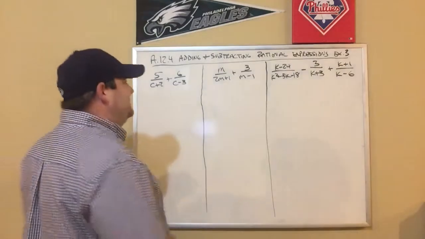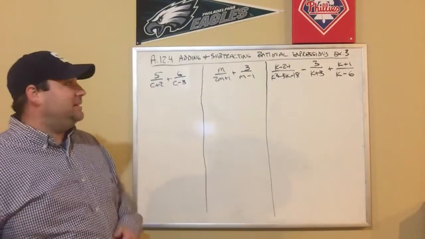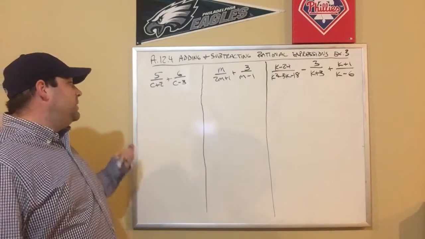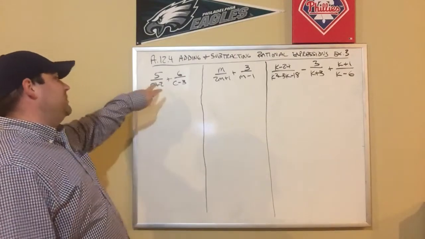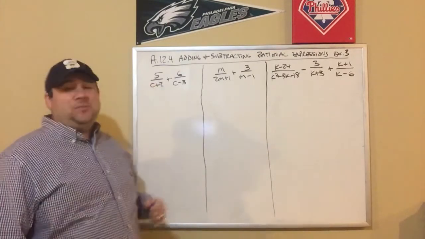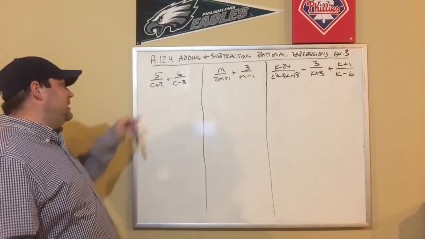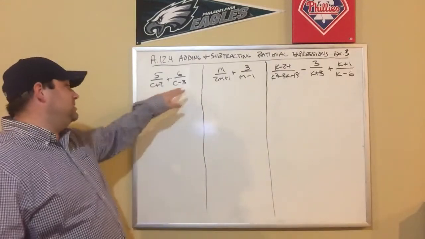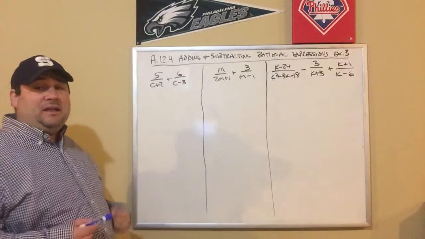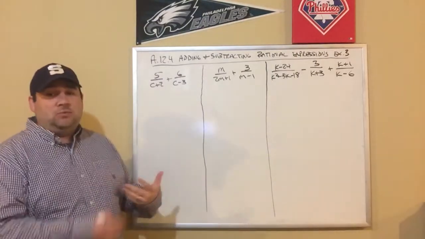All right, algebra. Last set of examples on adding and subtracting rational expressions. So I got three of them here. So look at our first one. We got 5 over c plus 2 plus 6 over c minus 3. When I look at these, I can see they're different denominators. One of them c plus 2, one of them c minus 3. And they're binomials. It's not just one term on the bottom.